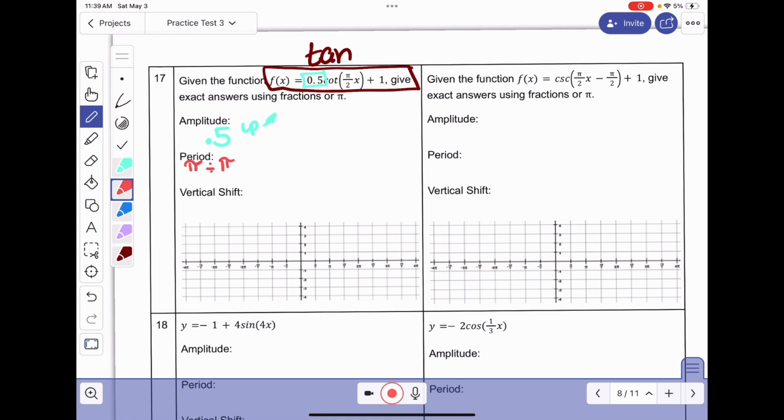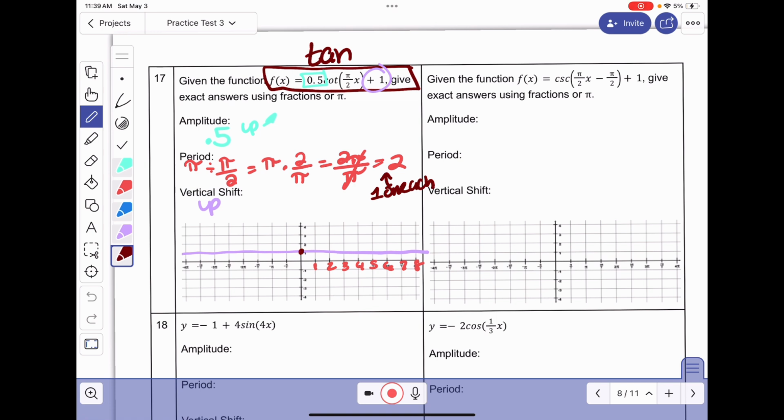We need to divide by the number in front of x, so divide by pi over 2, which is like multiplying by 2 over pi. So I get 2 pi over pi, which is 2. So I'm going to change these. 1, 2, 3, 4, 5, 6, 7, 8. And then vertical shift is up 1. So that moves our midline to 1. Our period for tangent splits that in half. So we have 1 on each side. So our middle is still going to be at the origin. And we're going to go 1 in each direction to get our period. And then that would keep repeating.